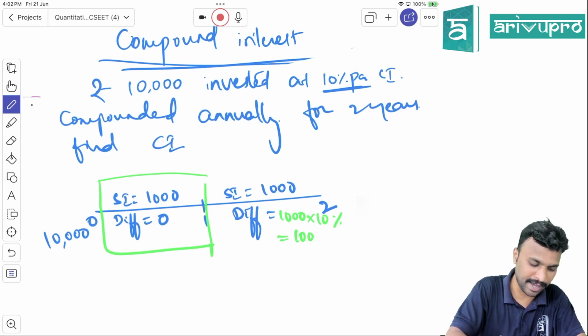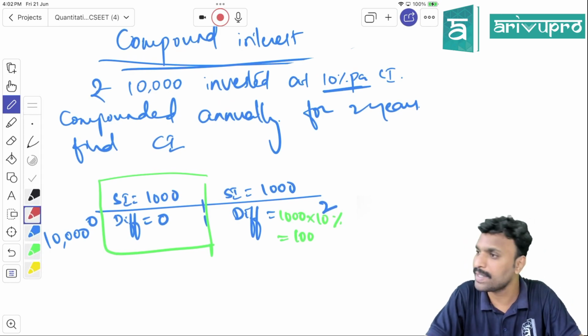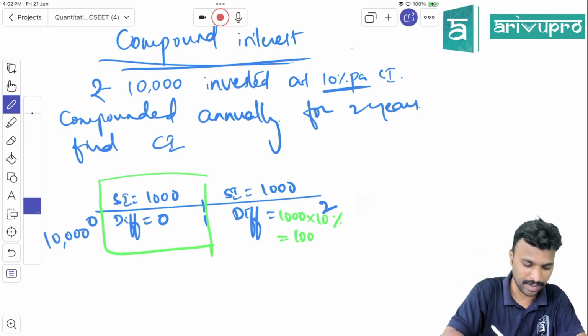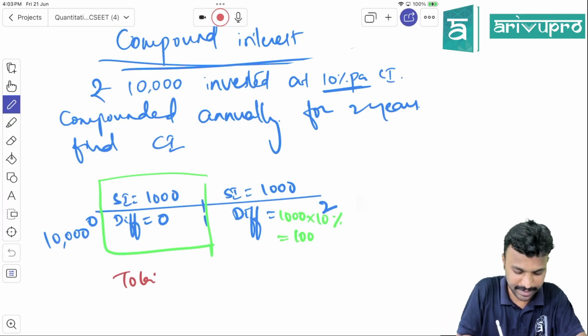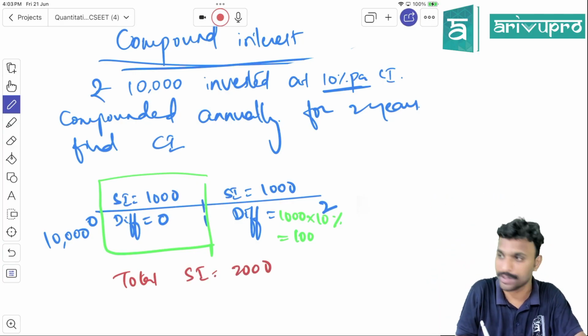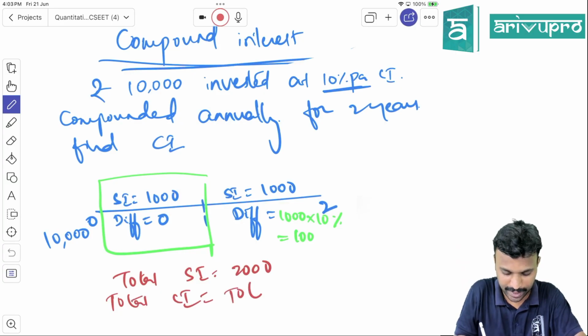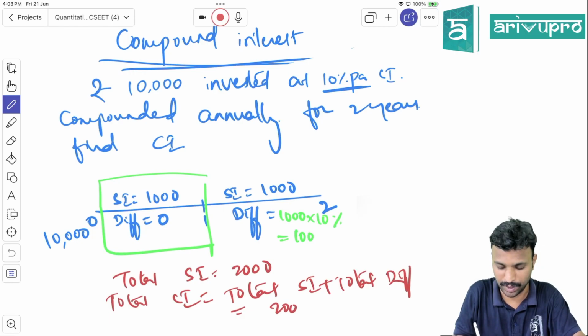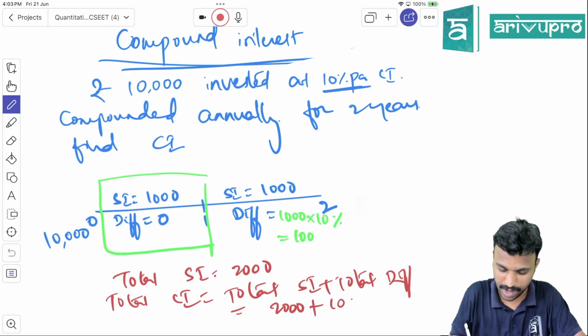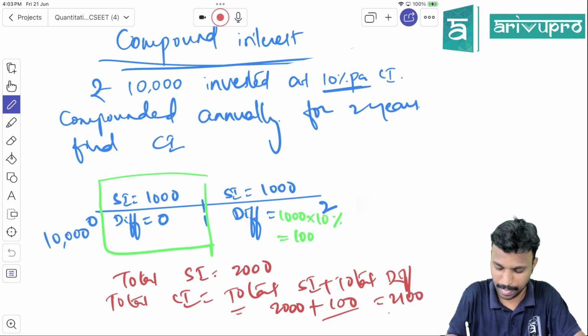See, what is total SI? Total SI is how much? 1000 plus 1000 for 2 years is 2000. Please understand, for total SI, you have to add the numbers at the top, which is 2000. Now for total CI, you need to add total SI plus total difference. Look, total SI is how much? 2000. Total difference is how much? 100, which is 2100.